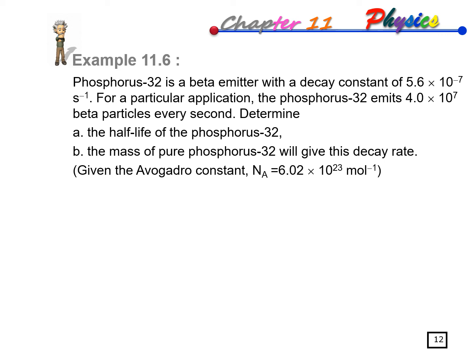Example 11.6. Phosphorus-32 is a beta emitter with a given decay constant. For a particular application, the phosphorus-32 emits 4.0 times 10 to the power of 7 beta particles every second. They want us to determine the half-life of the phosphorus, and the mass of the pure phosphorus-32 which will give this decay rate. The value of the Avogadro constant is given, and the value of the decay constant is given.